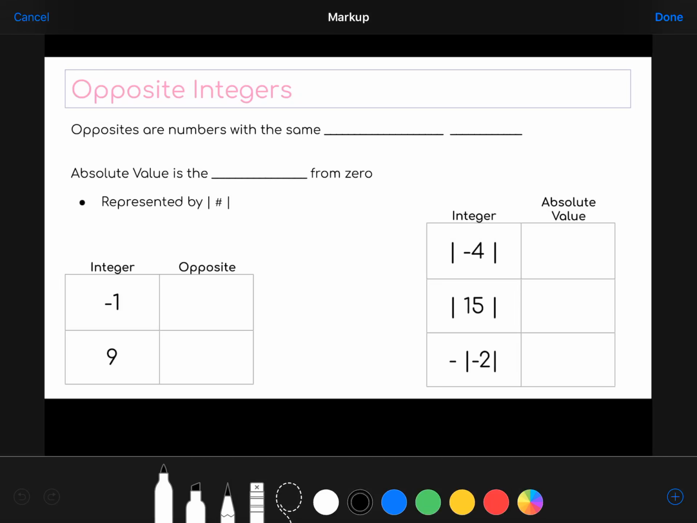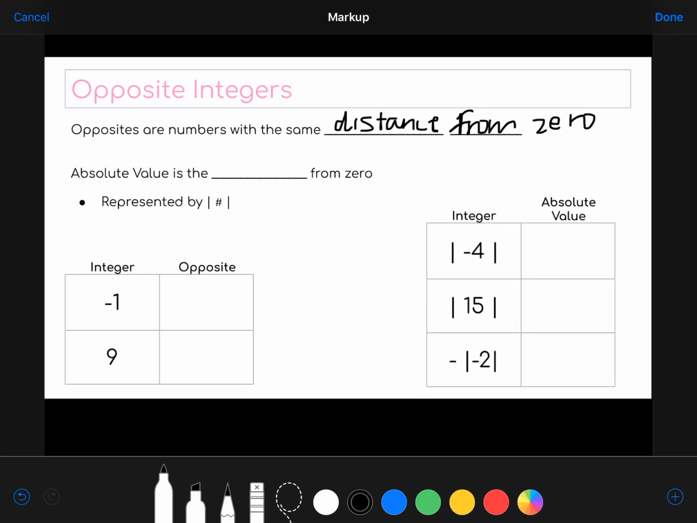Opposites are numbers with the same distance from 0. So again, opposites are numbers with the same distance from 0.